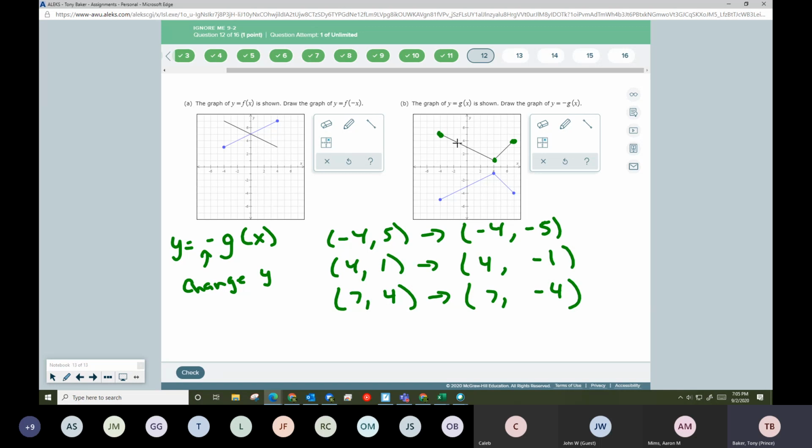So the key with transformations is looking at inside and outside. Inside x, outside y. The next one combines a lot of things, so I'm going to spend a little more time on the next one, but it's very similar. It's still transformations.